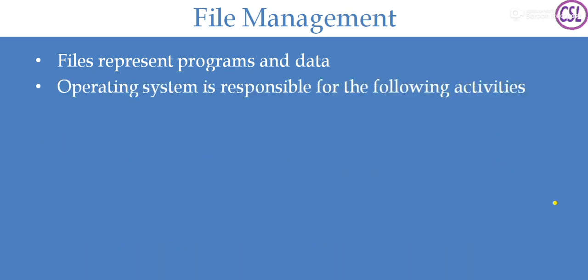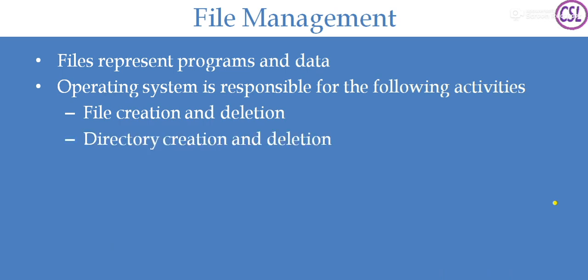Now the operating system takes responsibility for the following activities of the files. What are those? File creation and deletion. So through the operating system only we can create the files and we can delete the files. And directory creation and deletion also. So you create the directory, and in the directory you can create the files. Generally files have to be stored in directories. Maybe the directory consists of files directly or it consists of subdirectories.